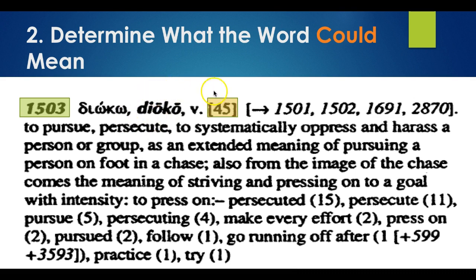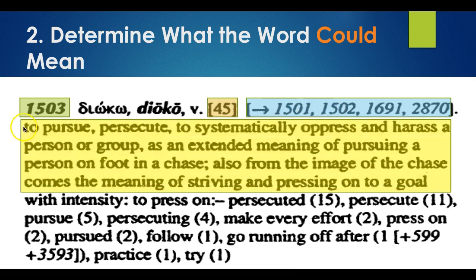Now this particular concordance tells us that this word, dioko, is used 45 times in the New Testament. It's related to these other words. That's sometimes helpful to know. And then here we see the semantic range of that word. It can mean pursue, persecute, systematically oppress and harass a person or a group. It can mean, as an extended meaning, pursuing a person on foot in a chase. It can also mean this. All those become the semantic range of that word.